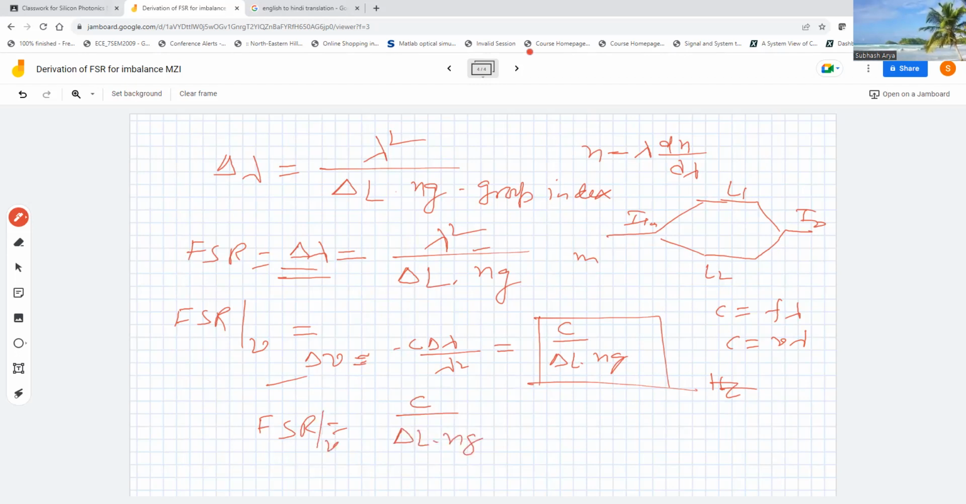FSR in terms of wavelength, FSR in terms of lambda, is equal to lambda square divided by delta L into Ng. Please mind the units: this will be in meters, the standard unit. So with this, we conclude today's class. Thank you for attending this class.